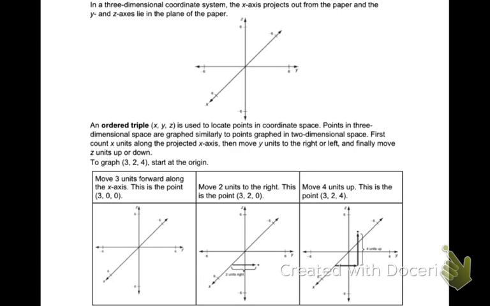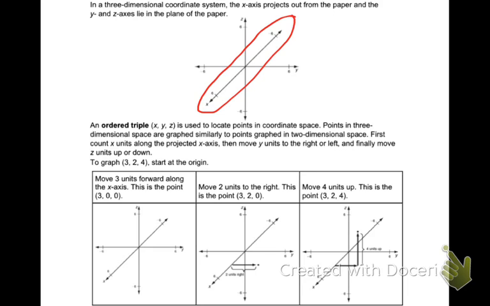Here's what this looks like. I have the coordinate space. In a 3-dimensional coordinate system, the x-axis projects out from the paper and the y and z axes lie in the plane of the paper. Does everybody see this line I'm circling here? You kind of have to use your imagination and say that line is coming out of the wall at you. That's what gives me the x-axis. If I use a meter stick to project, that line is coming out of the wall at you in 3 dimensions.